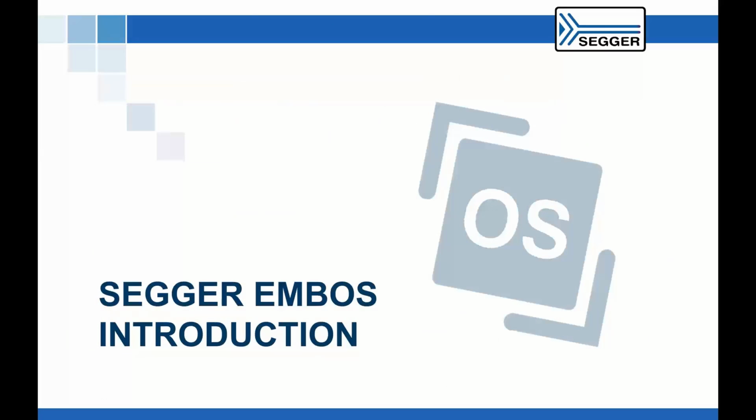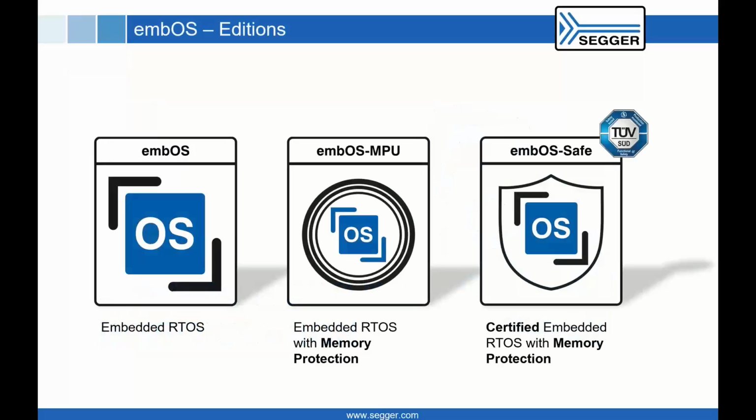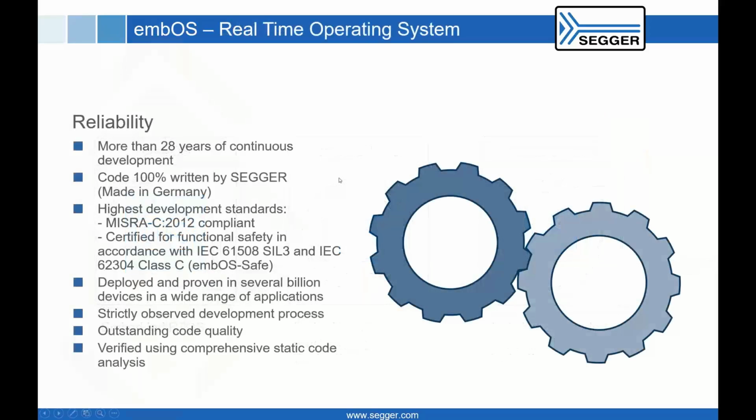All right, then so really quick about embOS. embOS is our real-time operating system. It's available in 3 editions. Just the regular embOS, then there's an edition that offers MPU support, so memory protection unit. And then we also have embOS-Safe, that is our version of embOS that is certified for functional safety. So there's several aspects of embOS that we talk about. One is reliability.